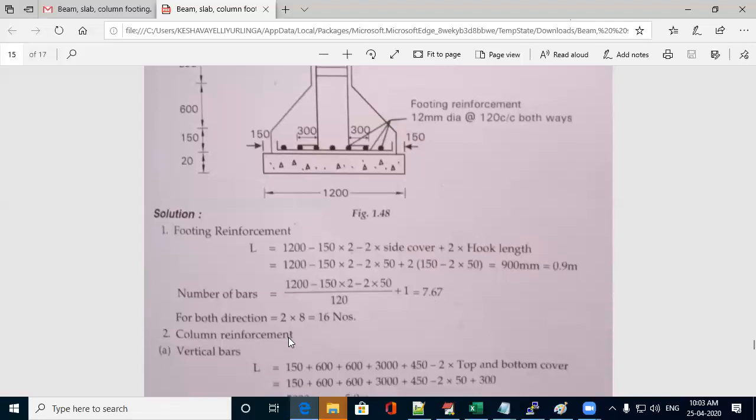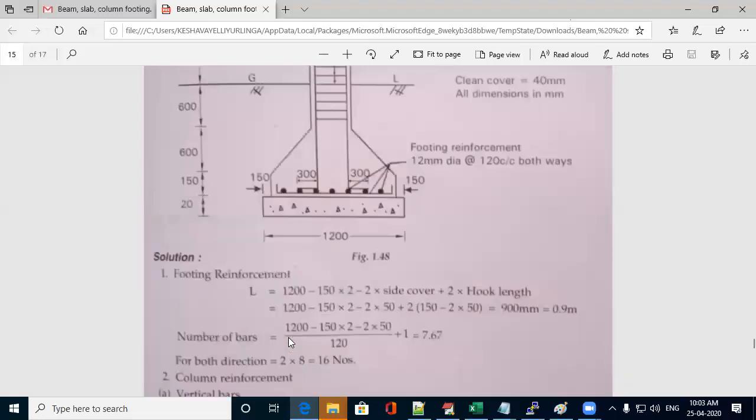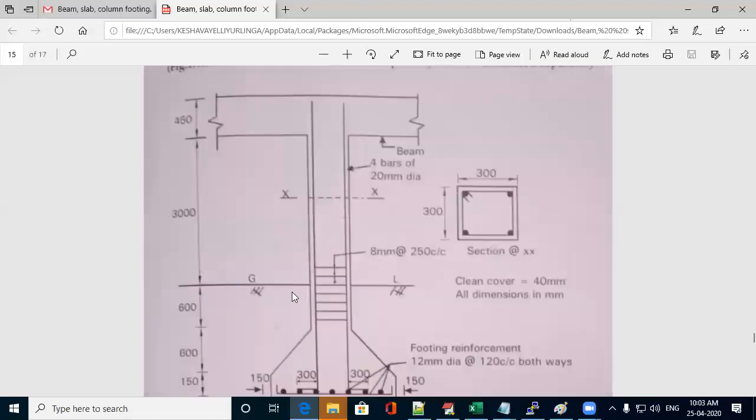Now coming to the column reinforcement, we need to find out the vertical bars. This is the vertical bar. They have mentioned there are 4 bars of 20 mm diameter. You can observe these longitudinal bars have gone up to the beam. It will be inserted into the beam. That means to find out, you have to take the length from this point. You have to include this 450 also.